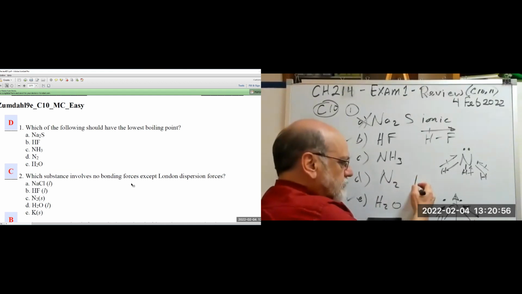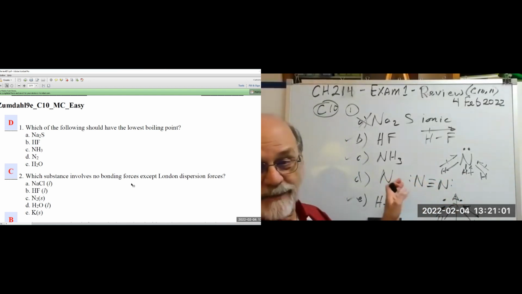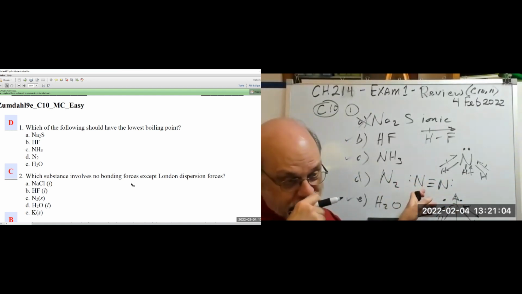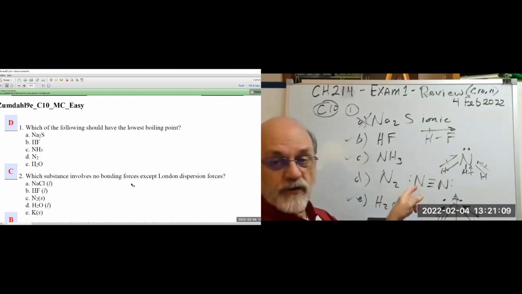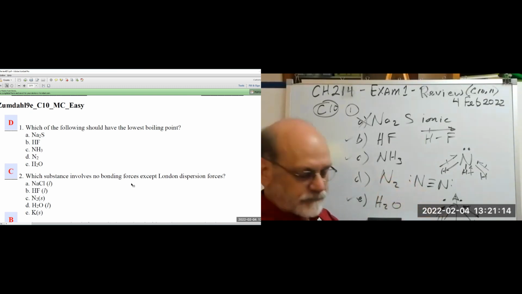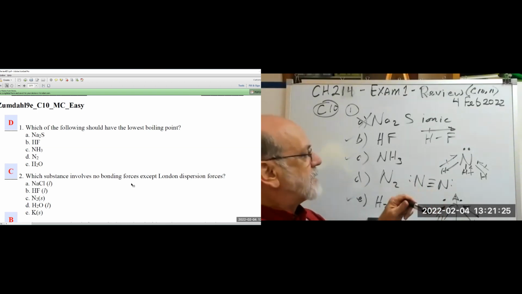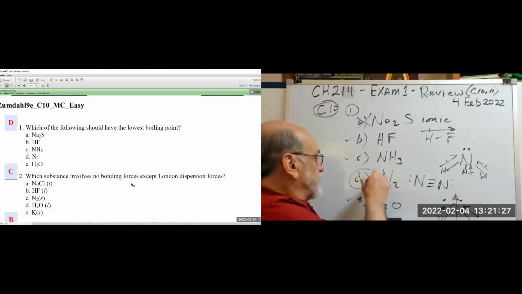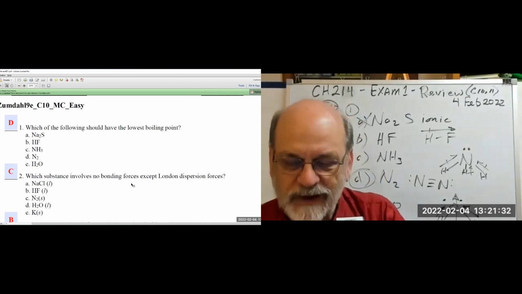Anyway, this one is completely symmetrical. London dispersion forces. This one has the weakest force, so it's going to have the lowest boiling point, nitrogen. In fact, its boiling point is minus 195 degrees Celsius. It's definitely the coldest one in there, if it's a liquid. So the answer to this one is D, based upon the study of the intermolecular forces.